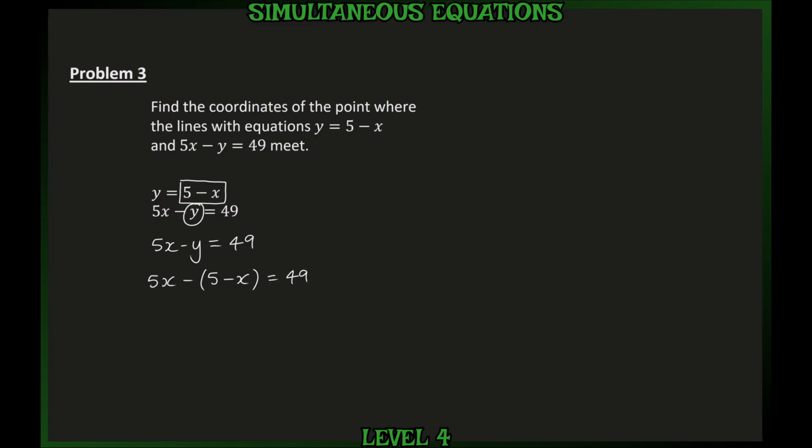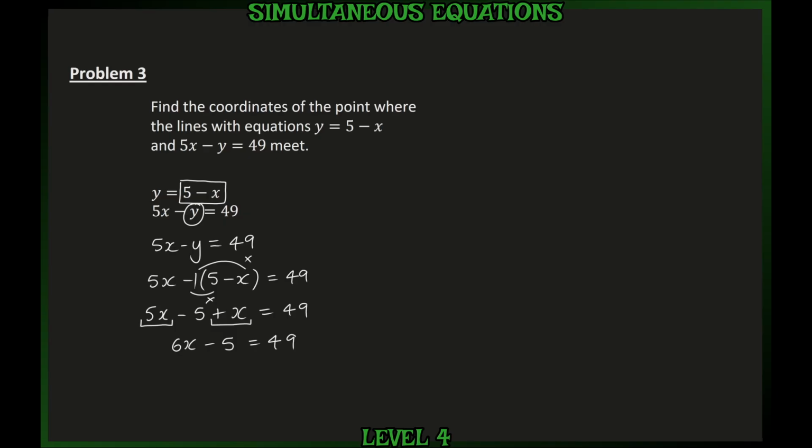And what really helps with brackets that have a minus in front of them is to just put this as minus 1. We can now expand the brackets. So this becomes 5x, and then minus 1 times 5 is minus 5, and minus 1 times minus x is plus 1x, or just plus x, and that's equal to 49. We can now collect together the like terms. So 5x plus x on the left becomes 6x. We still have a minus 5, and it's still equal to 49.